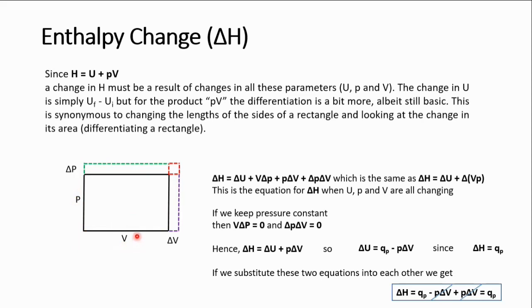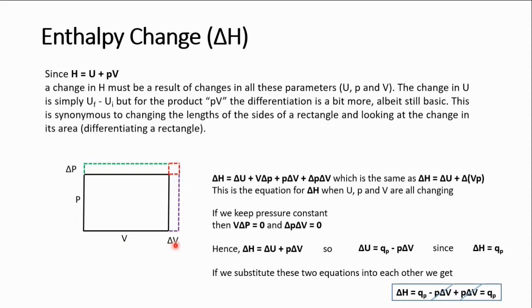Now, if you are going to expand your rectangle a little bit by differentiating it, let's say you expand the side called V by a little bit, called dV or delta V. Let's say you also expand the side called P by a little bit called delta P. So the side called P is a little bit longer now by a certain amount, delta P. And the side called V is a little bit longer by a certain amount, delta V.